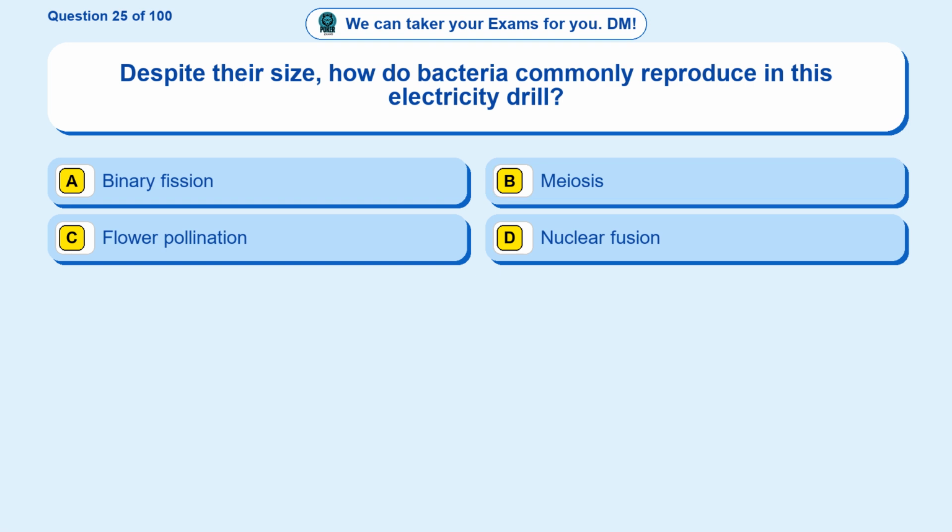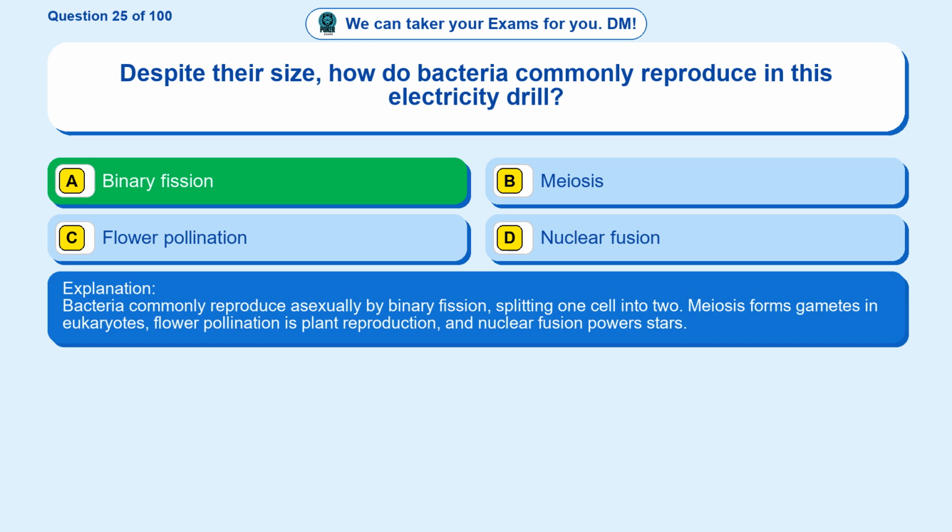Question 25. Despite their size, how do bacteria commonly reproduce in this electricity drill? Option A, binary fission. Option B, meiosis. Option C, flower pollination. Option D, nuclear fusion. The correct answer is option A, binary fission. Bacteria commonly reproduce asexually by binary fission, splitting one cell into 2. Meiosis forms gametes in eukaryotes, flower pollination is plant reproduction, and nuclear fusion powers stars.